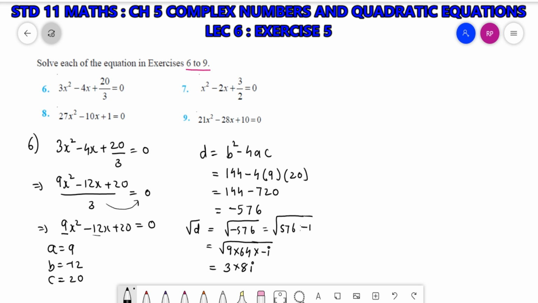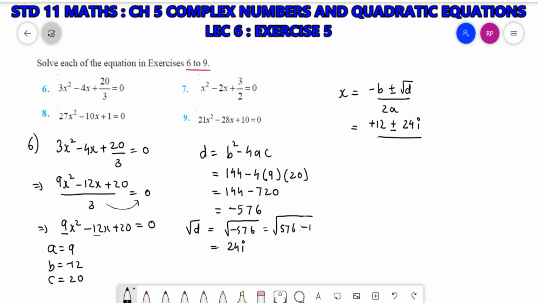So now, what is our value of x? Minus b plus or minus root d upon 2a. So minus b will be equal to minus of minus, plus 12, plus or minus 3 into 8, that is 24. We can also write down directly here that 576 is the square of 24. So 24i upon 2 into a, that is 9, so 18.